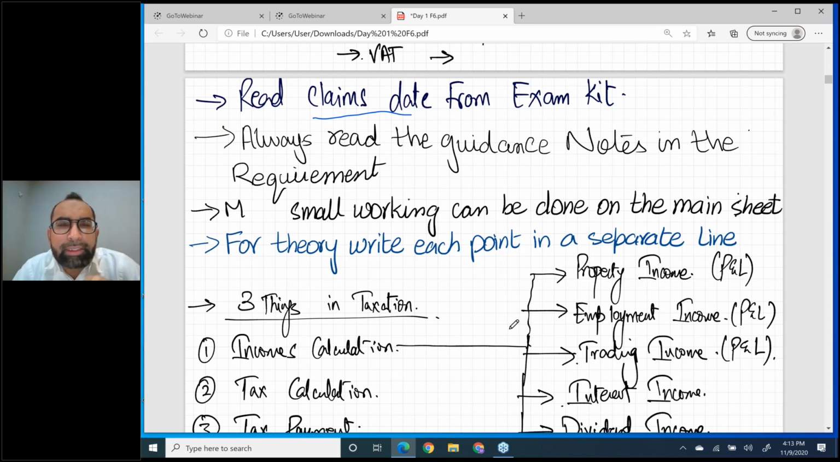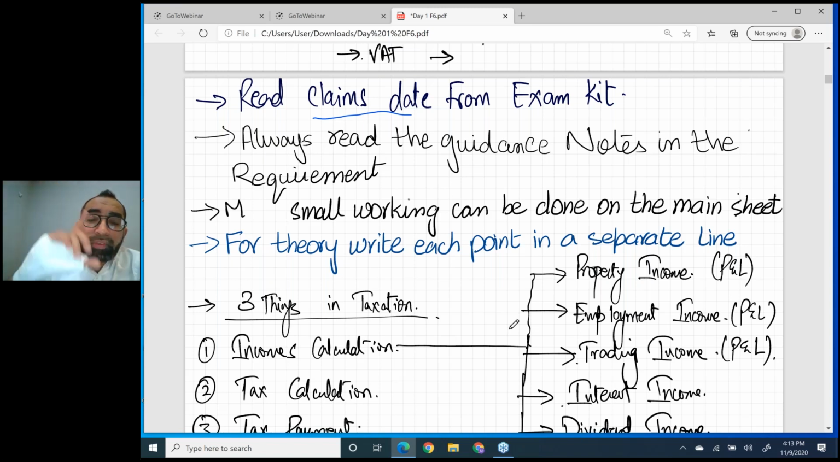For short working, for example car benefit, cost of car multiplied by the percentage, you can do it in the main spreadsheet using brackets. In this way your time will be saved. This is the instruction of the examiner, right? So no need to do each and every working on a separate page or separate lines.